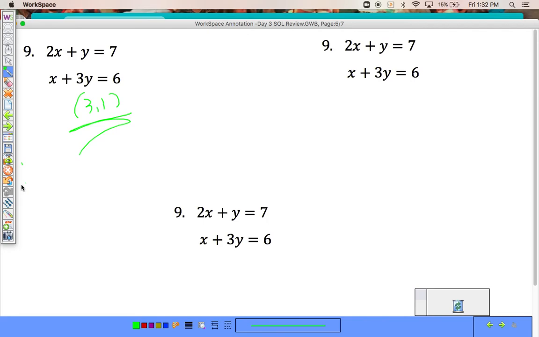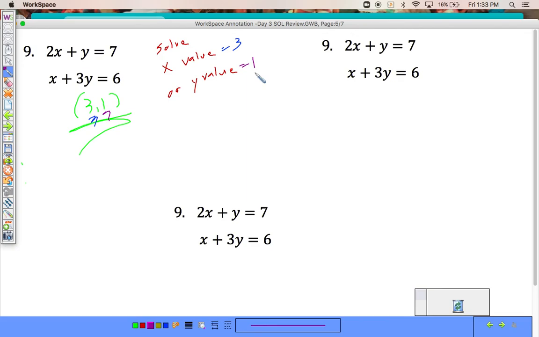All right. On some of the problems, when they ask you to solve, they're going to want the x value of the answer or the y value. If they want just the x or the y value, do not give me the ordered pair. Tell me my x value is 3 and your y value is 1. So make sure you read the directions.